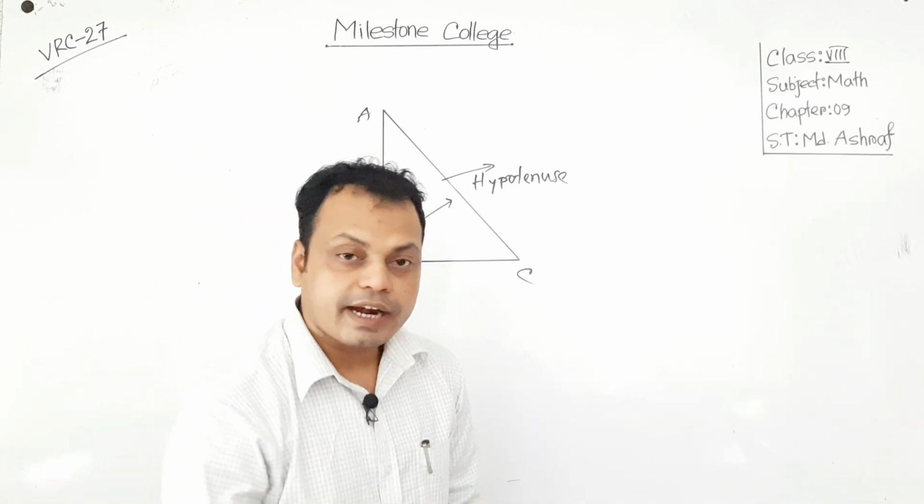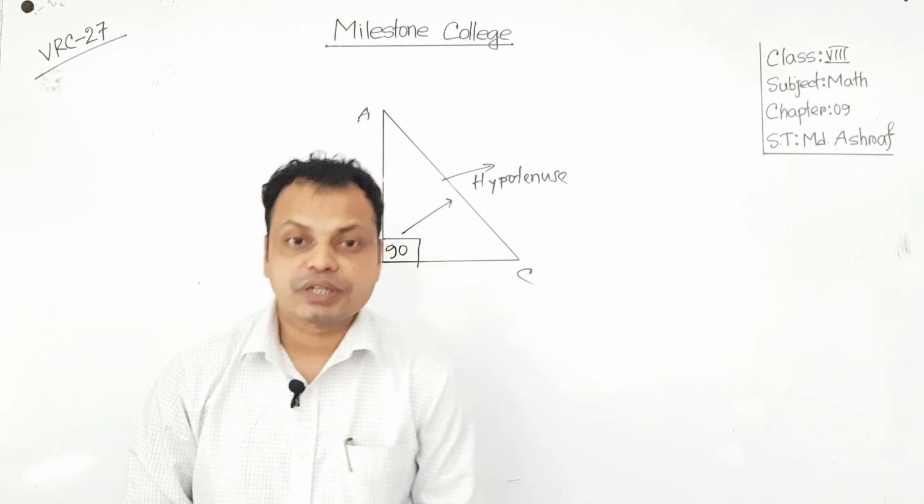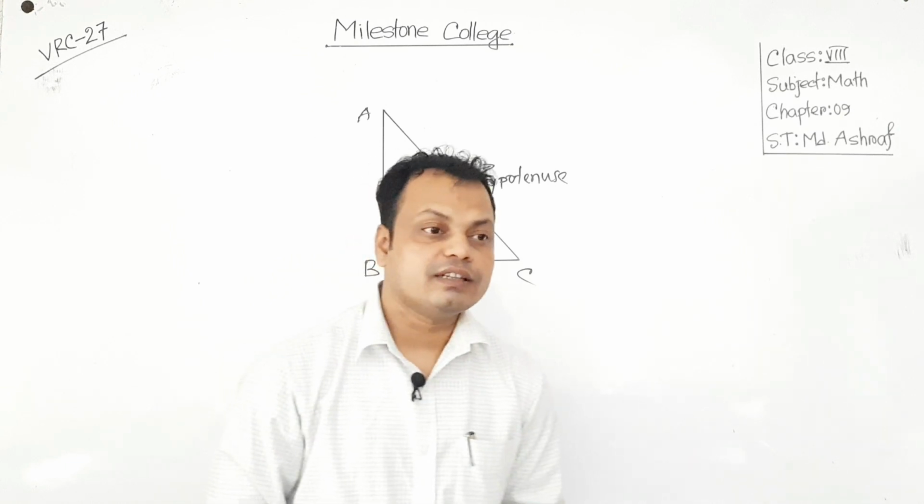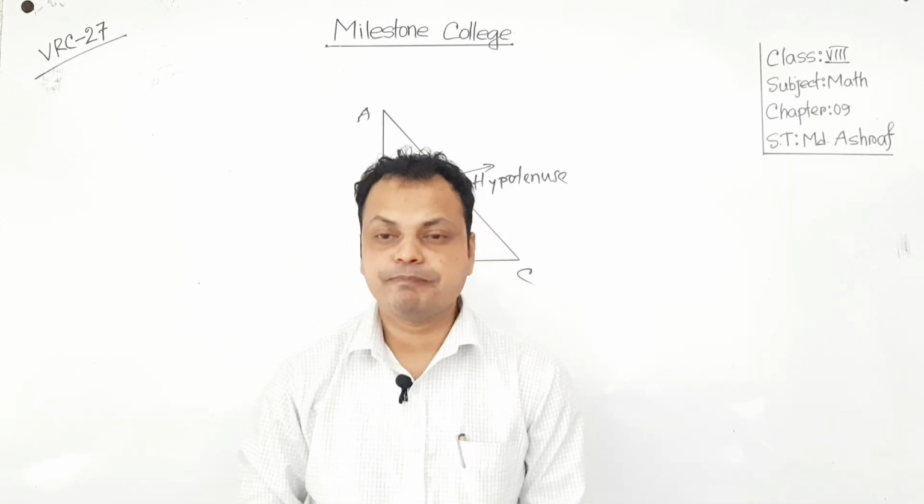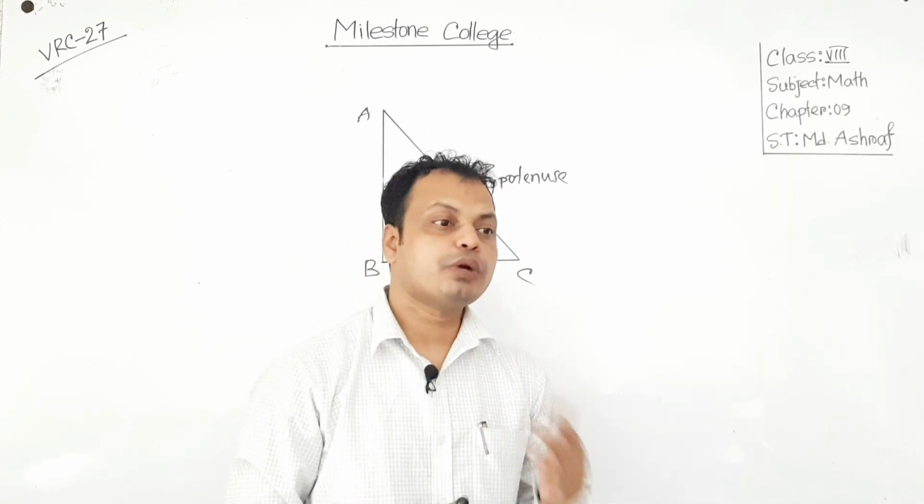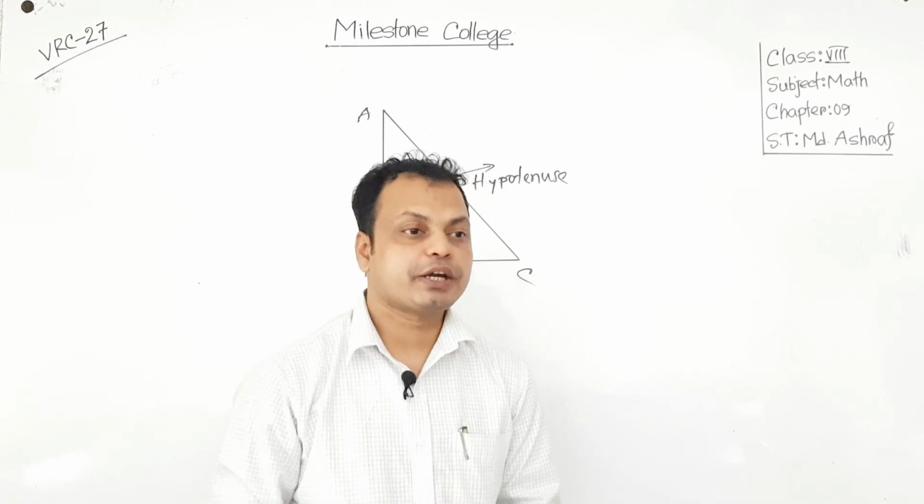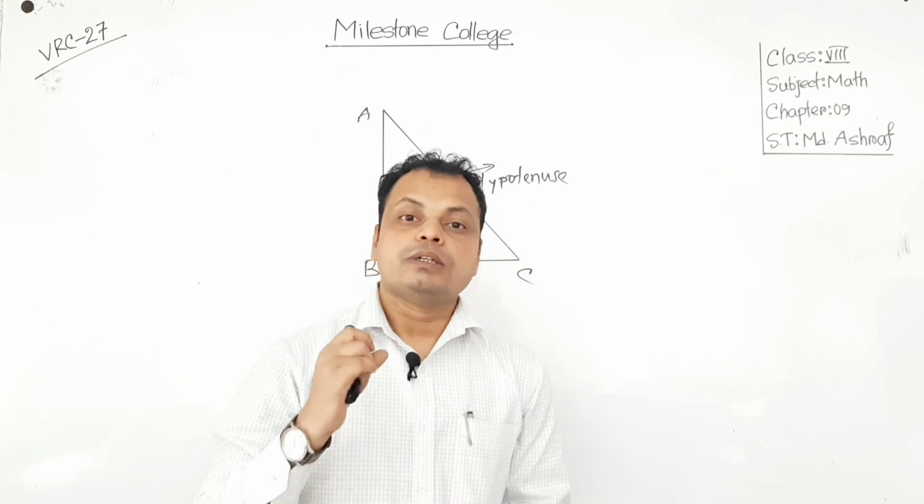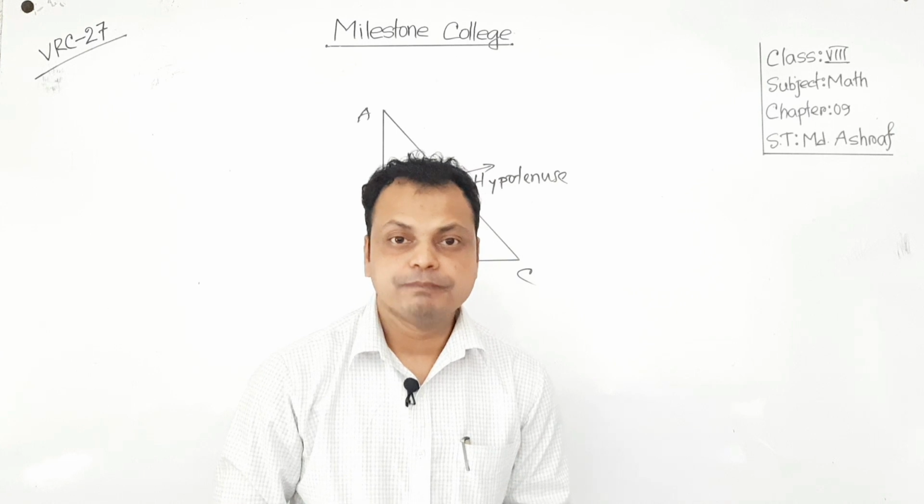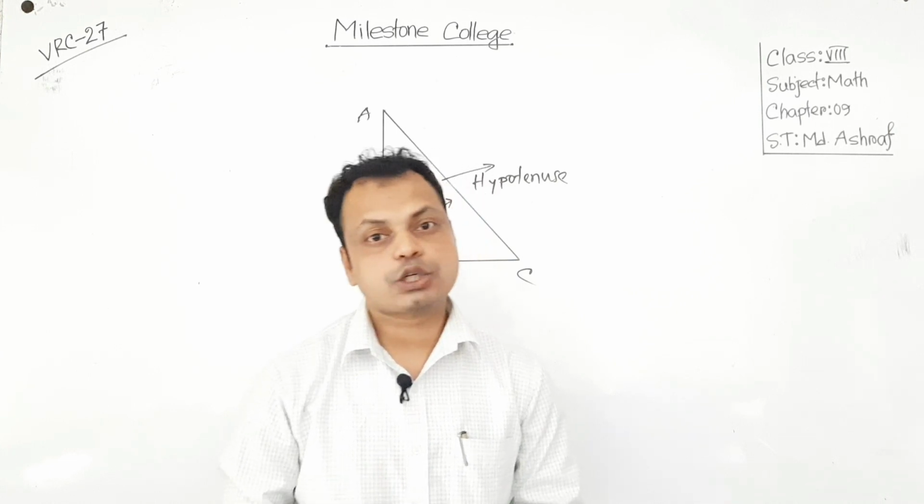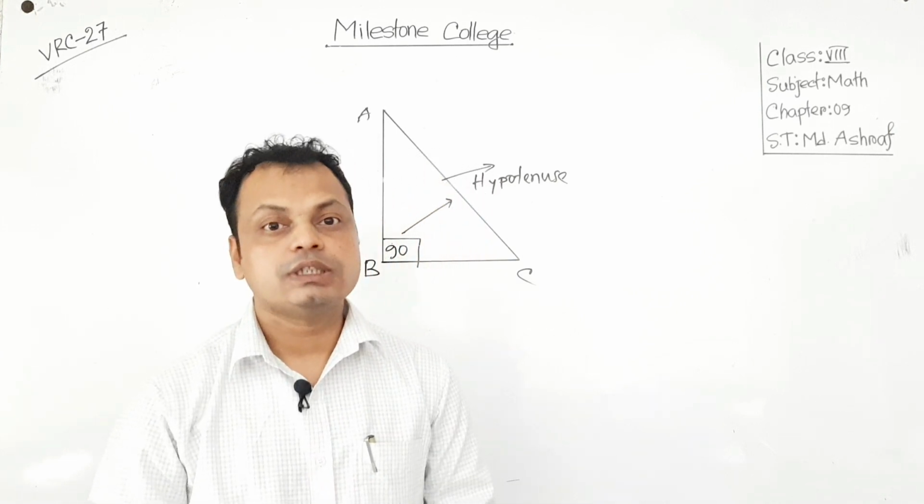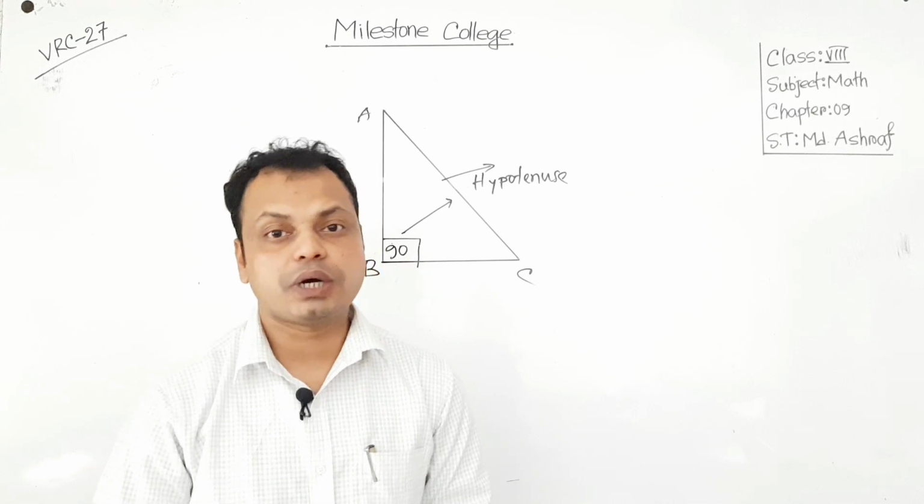A right angle triangle is related to the Pythagoras theorem. So who can tell the statement of the Pythagoras theorem? Is there anyone from the last bench who can tell? That's very good. Thank you. The statement of the Pythagoras theorem is: in a right angle triangle, the square on the hypotenuse is equal to the sum of the squares on the two other sides.